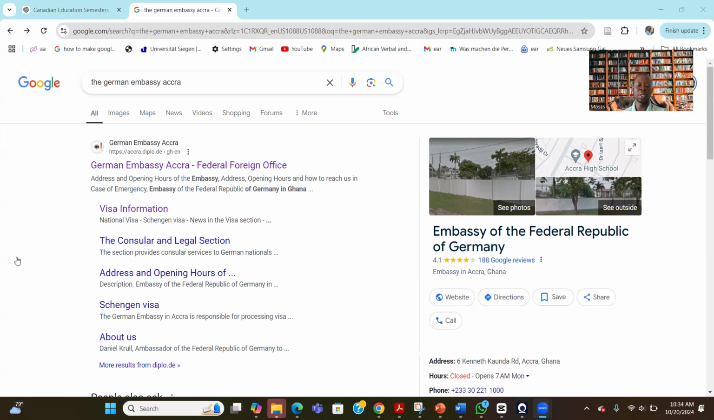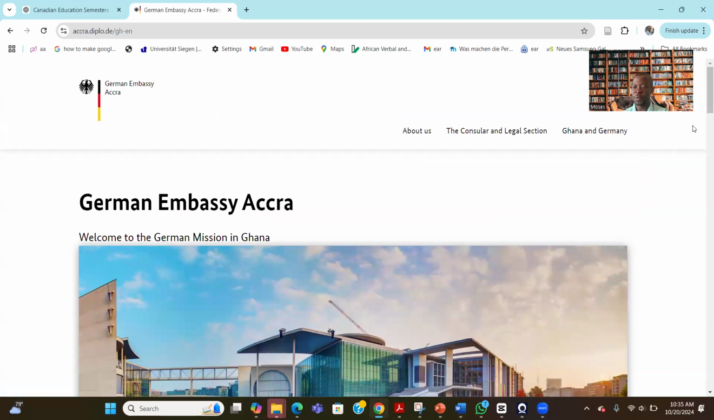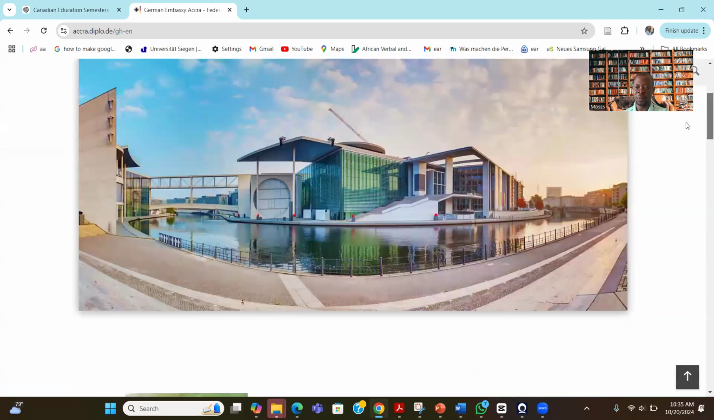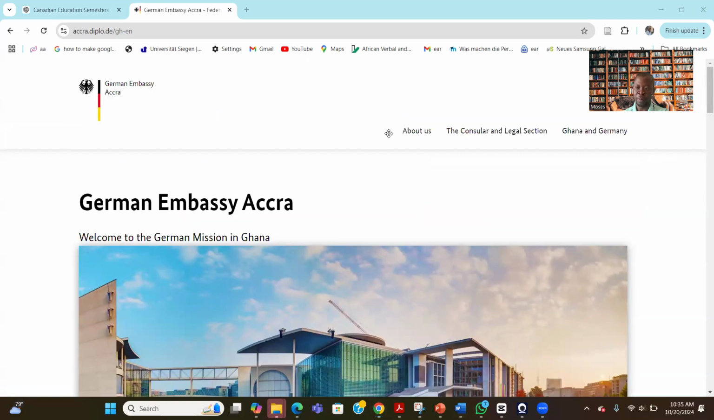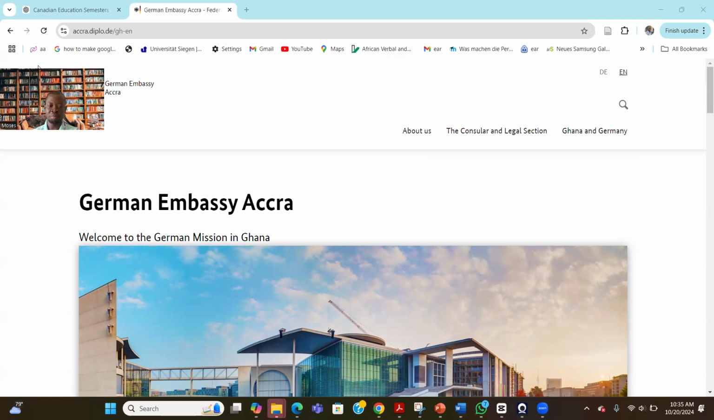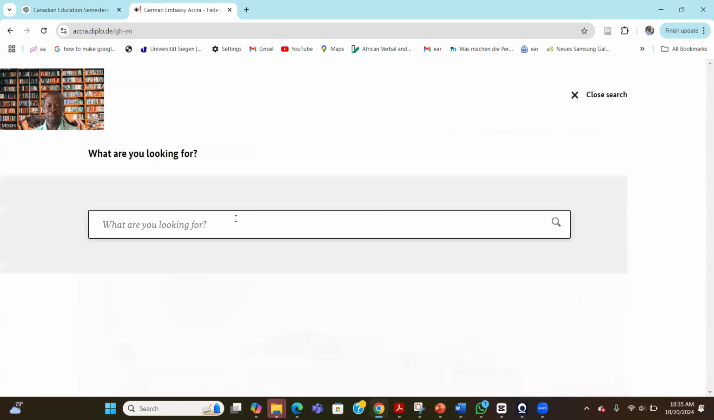Okay, so let's look at those in Ghana. You just go to Google and type German Embassy Accra, and then you get to the main website. There's a lot of stuff you can read here and explore some opportunities over here, but it's a little bit complex, so you want to just go directly here and type student visa requirement.